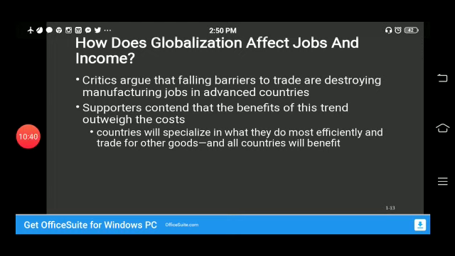How do critics and supporters view globalization and jobs and income? Critics of globalization worry that jobs are being lost to low wage nations. They argue that falling trade barriers are allowing companies to move manufacturing jobs to countries where wage rates are low. For example, clothing manufacturing has increasingly shifted away from the US, where workers might earn $9 per hour, to countries like Honduras, where the wage is less than 50 cents per hour.